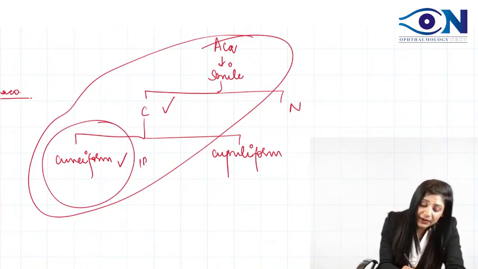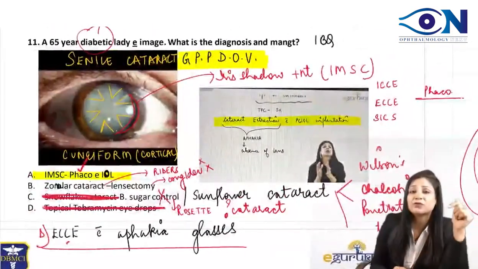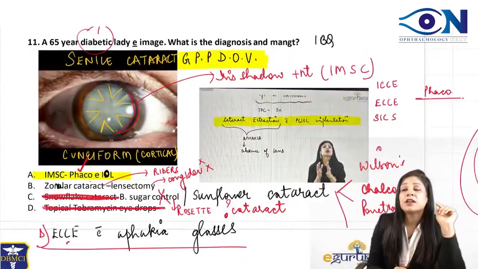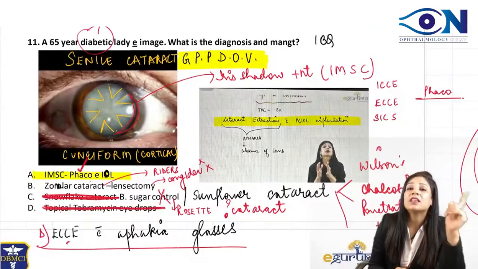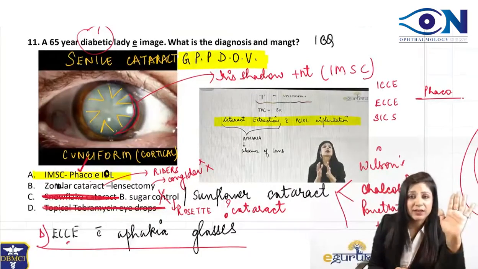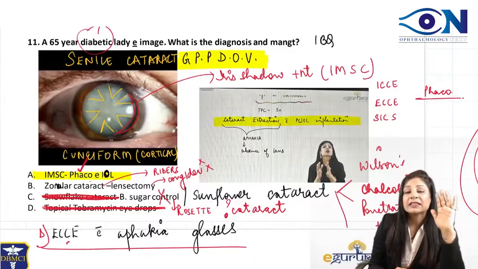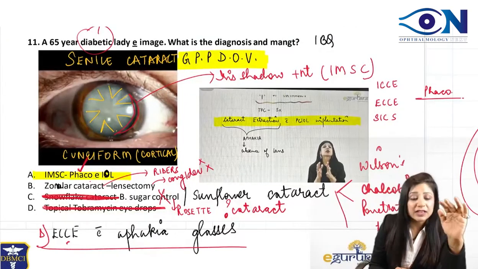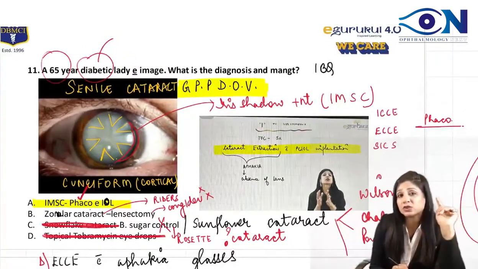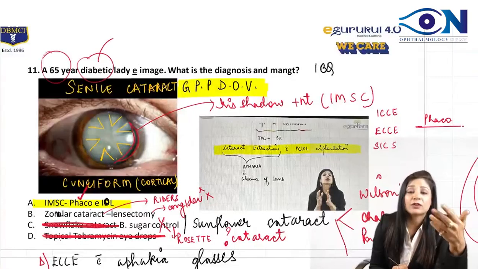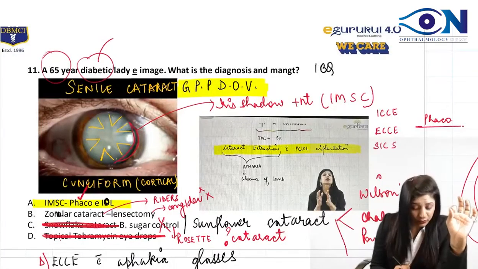Then you can see the image also. In the image also they have given you the wedge shaped areas from the periphery towards the center. Now they thought that you can be confusing this cuneiform cataract with the spokes of cycle wheel appearance. That is why they put the zonular cataract. Now think for 1 second that even if you confuse with the image, but look at the age of the patient. A 65 years age patient cannot have the zonular cataract, cannot have the congenital or developmental cataract. Okay, so you cannot have the zonular cataract.